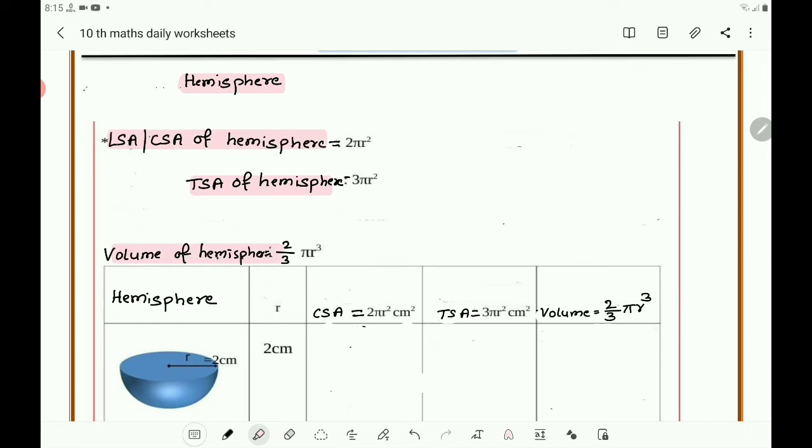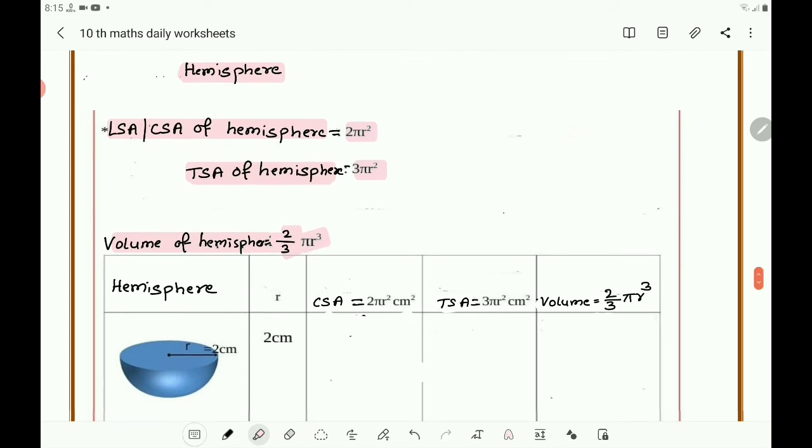CSA of a hemisphere is 2 pi r square, and TSA of a hemisphere is 3 pi r square, and volume of a hemisphere is 2 by 3 pi r cube. Because you know that a hemisphere is half of the sphere. If a sphere is divided into two equal parts, each part is called a hemisphere.